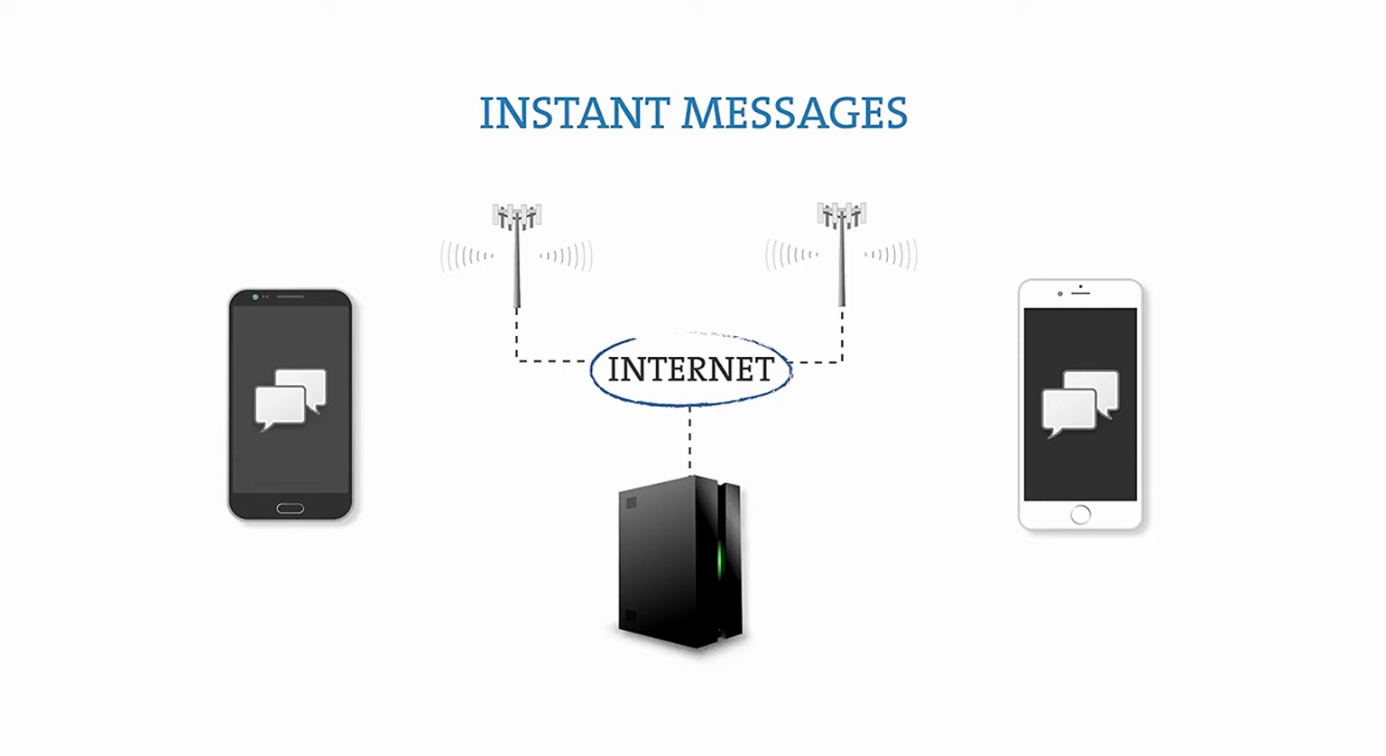When one of these users presses the Send Message button, the app encapsulates the message, and the phone sends it through the cellular network and the internet to the app servers. The server looks for the recipient and forwards that message to its final destination, the other smartphone.